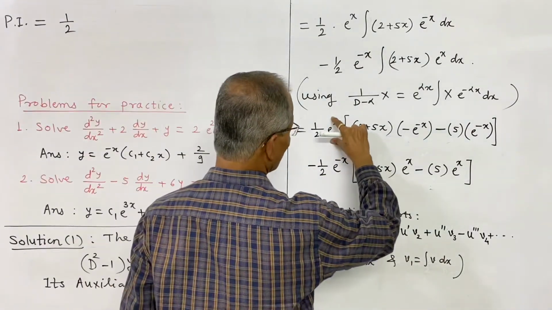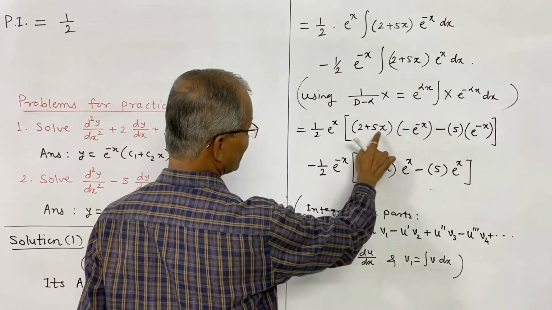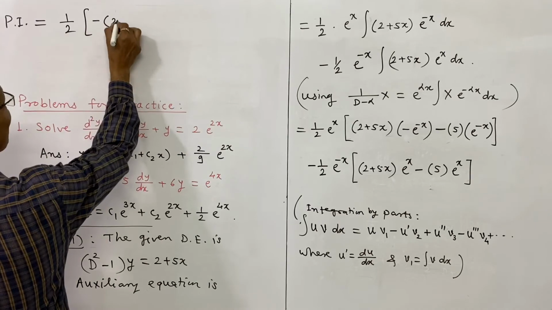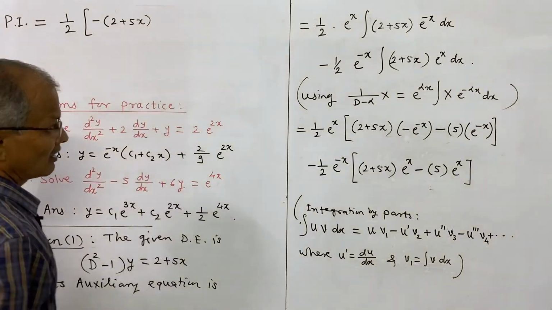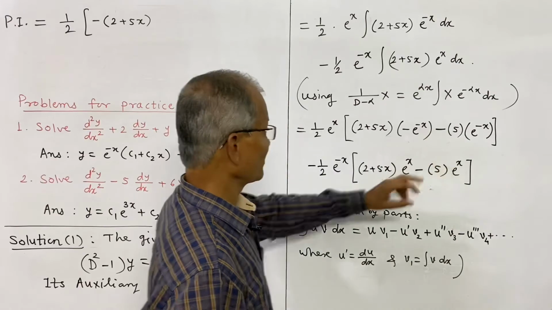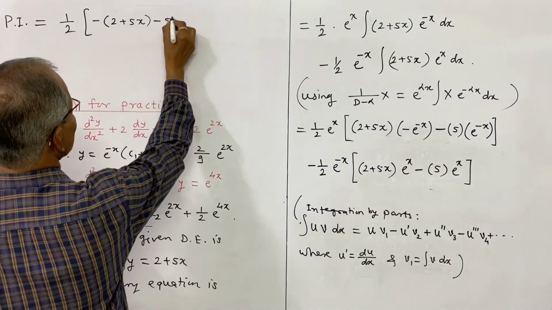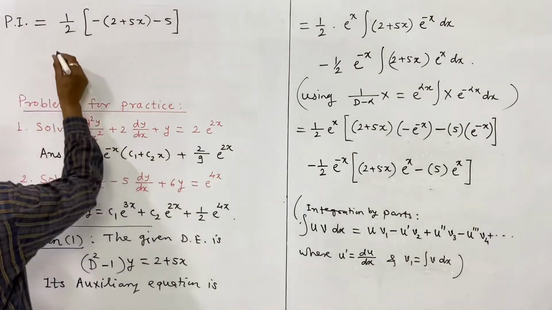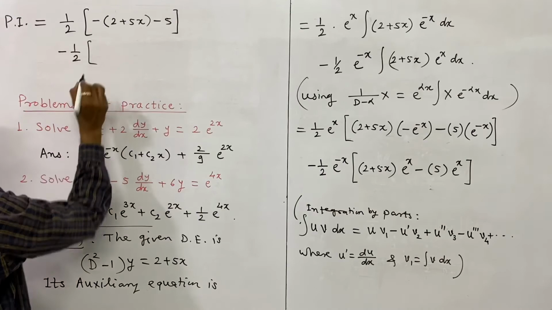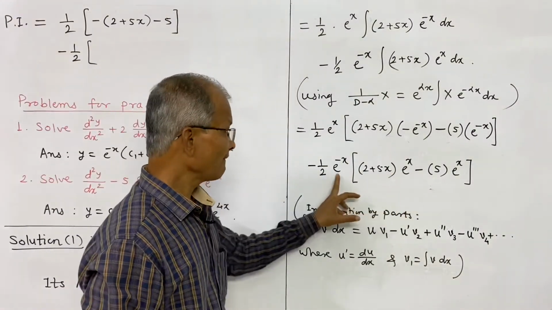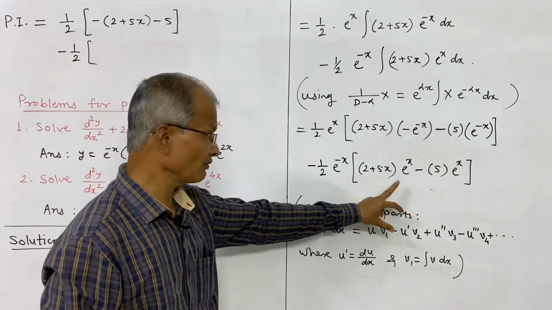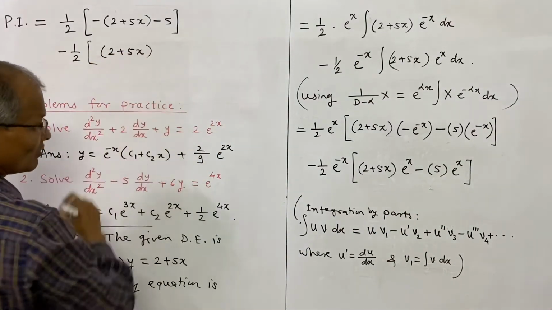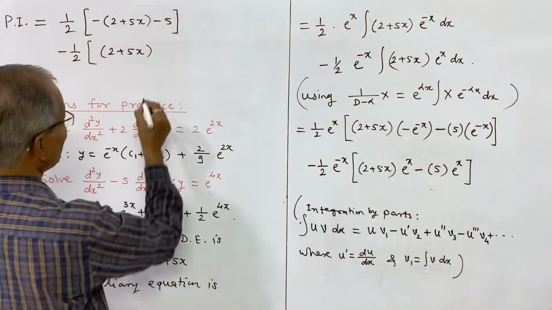See, multiplying by this function inside the bracket, it is a negative sign, minus into bracket 2 plus 5x, and this is minus 5, and next is minus 1 by 2 second term. Again multiply by this function inside the bracket. The product of these two is e power 0, which is 1, and therefore it will be 2 plus 5x, and that is minus 5.